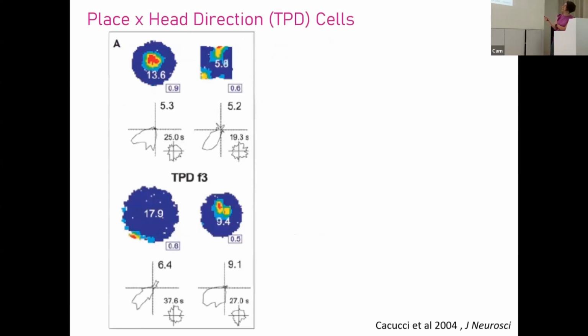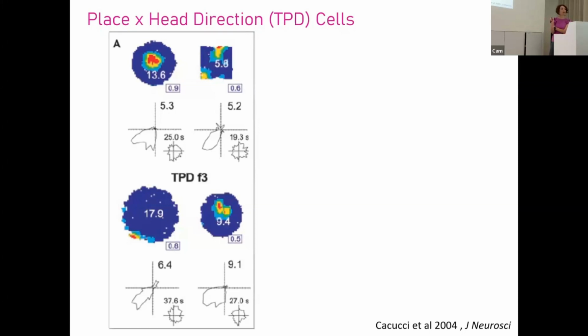So these are what's known as theta place by direction cells. And this is the work by Francesca Cacucci and colleagues. In this case, the theta bit is not important for me now. I'm just looking at the combinatorial part of those cells that responds to both place and head direction. Just like in the previous examples, this cell here, starting with this corner, cares about the center of this space, and it only fires when the rat is facing southeast.